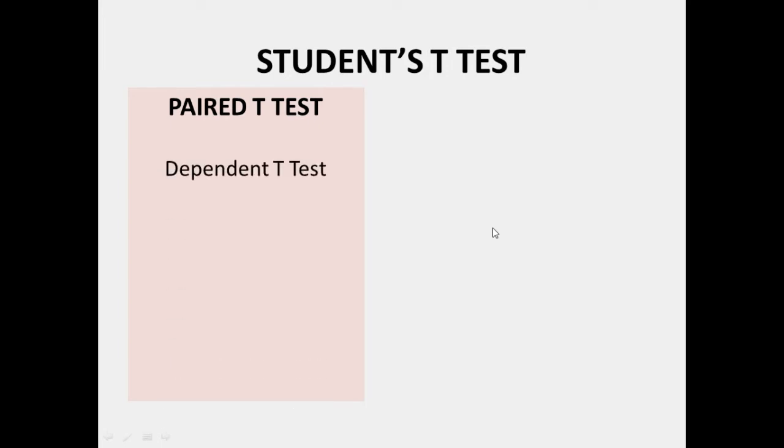Again, student's t-test is of two types. The first type is paired t-test. It is also known as dependent t-test. In this, you assess the difference in the findings of the study between related groups. I will explain it to you with the help of an example later on. Paired t-test is a parametric test. This you need to know.